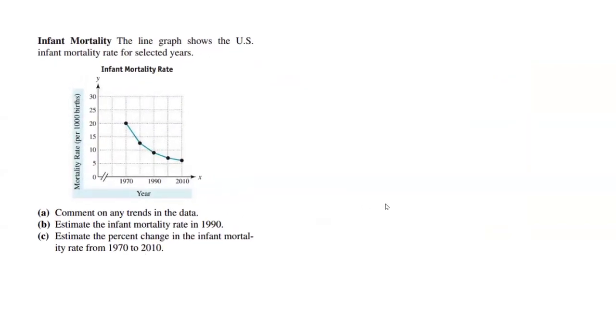It says infant mortality. The line graph shows the U.S. infant mortality rate for selected years. A, comment on any trends in the data. B, estimate the infant mortality rate in 1990. And C, estimate the percent change in the infant mortality rate from 1970 to 2010. See if we can figure that out.